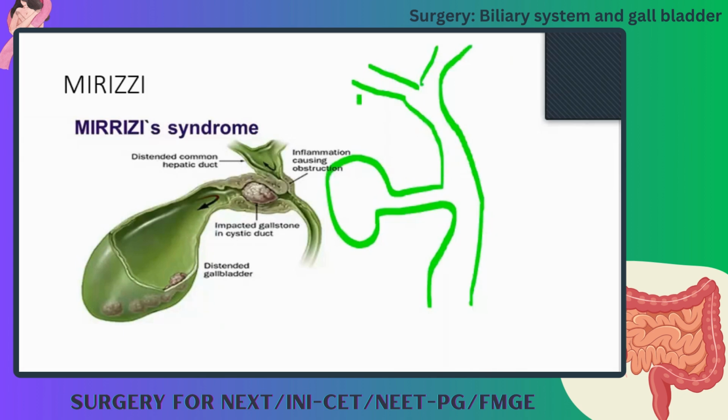So see here, stone location A, stone location B, and stone location C. Which of these stones can cause jaundice? All three, or only two, or one? Obstructive jaundice, I mean. B and C? Should be C. Yeah, and B also.